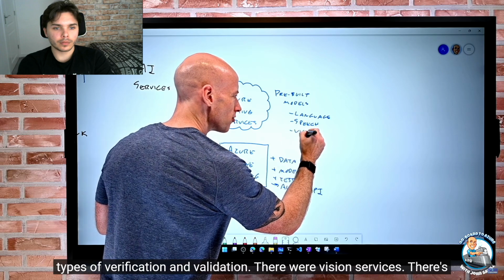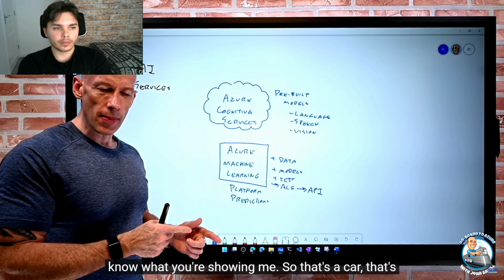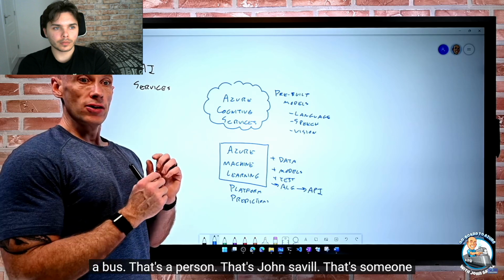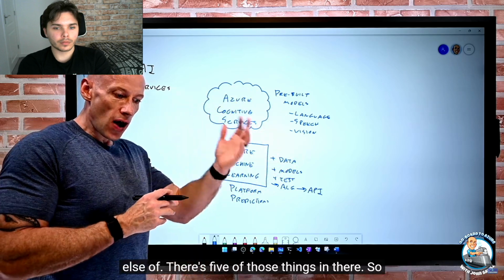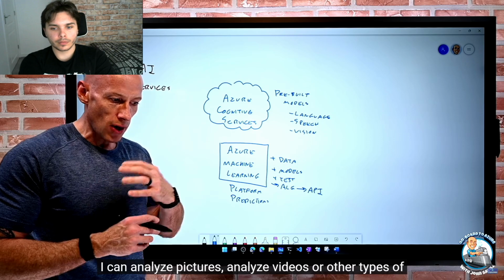There are vision services. There's many different types of this. But I can, hey, I know what you're showing me. So that's a car, that's a bus, that's a person. Oh, that's John Saville, that's someone else. Oh, there's 5 of those things in there. So I can analyze pictures, analyze videos, or other types of visual content.